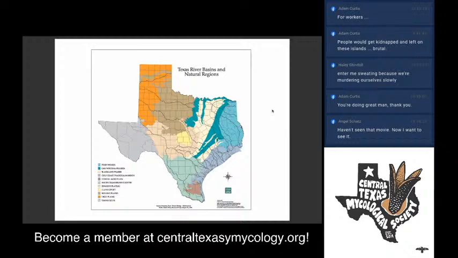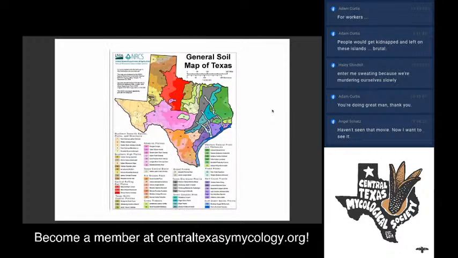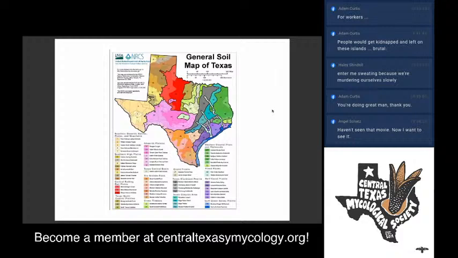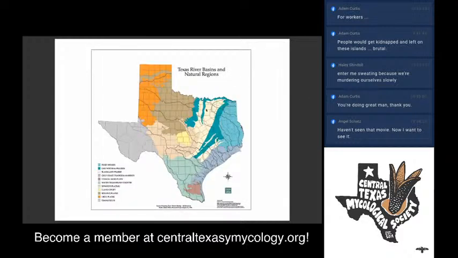But here you have a map of the bioregions, and then here's the soil map. And if you toggle between the two, you can see roughly how they correlate, where in this big tan section right here, you have the Blackland Prairie.